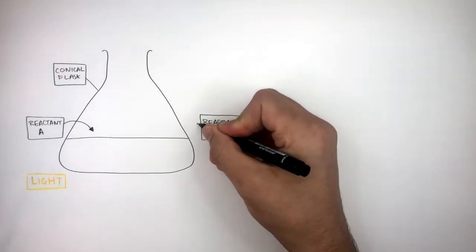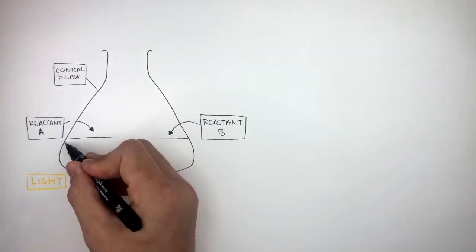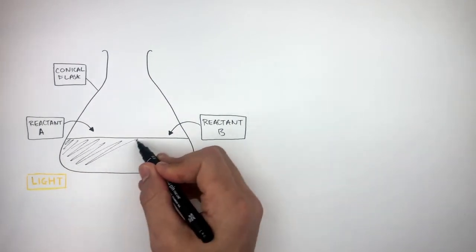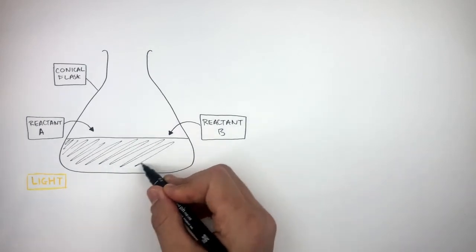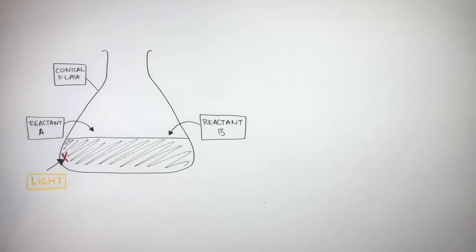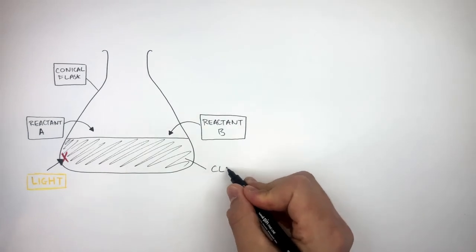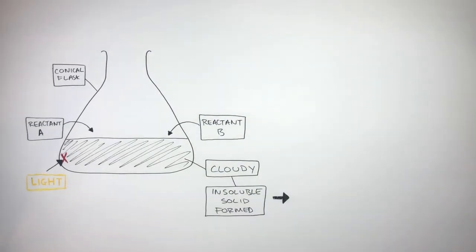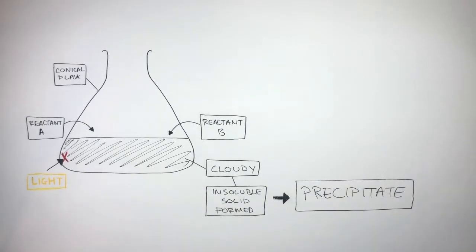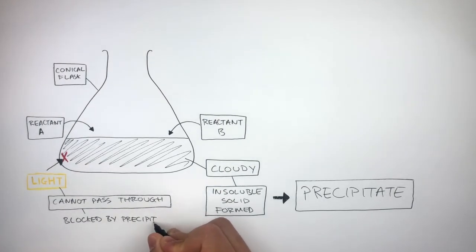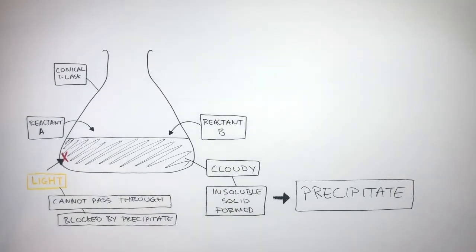If reactant B is then placed into the conical flask, a chemical reaction takes place where an insoluble solid forms, causing the solution to become cloudy. Light can no longer be transmitted through the solution due to the insoluble solid. The solution has become cloudy because an insoluble solid has formed. We call this insoluble solid a precipitate. The light cannot pass through the solution as it is blocked by the precipitate, which is suspended throughout the solution.